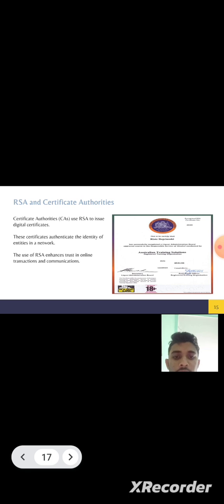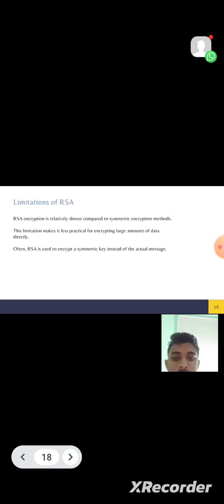RSA and certificate authorities. Certificate authorities, or CAs, use RSA to issue digital certificates. These certificates authenticate the identity of entities in the network. The use of RSA ensures trust in online transactions and communications.